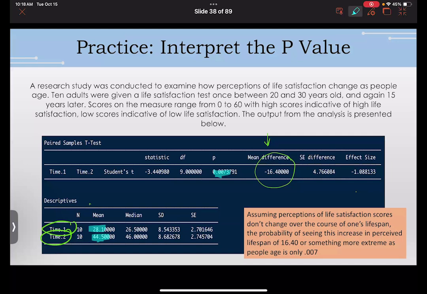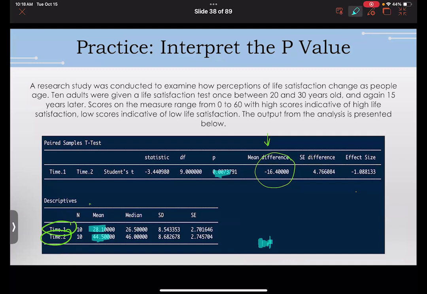Victor. Your answer said perceived lifespan. No, it's over the course of one's lifespan. After that, seeing the increase in perceived lifespan. Sorry, that should say life satisfaction. Yeah, thank you. Told you. Yeah. Confused because the outcome variable is 0 to 60. Oh, the outcome variable. Yeah. But we are classifying them as low score, which can make them. No, we're not classifying it as that.